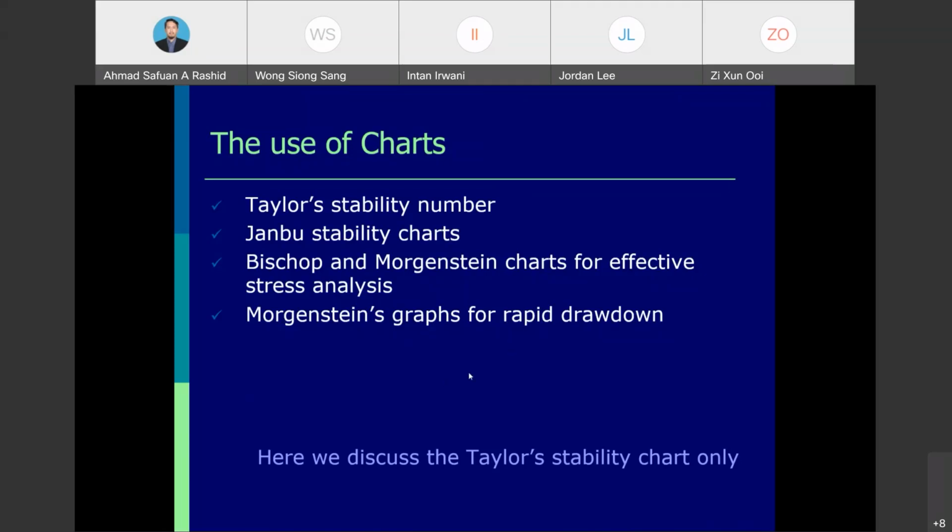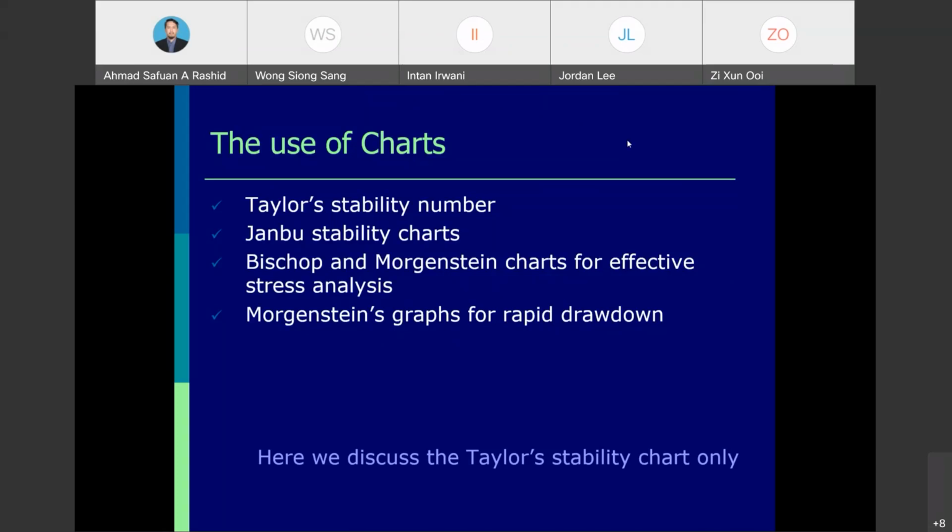For today, we continue with the finite slope, where we discuss the use of charts. From the previous class, I have discussed the total stress approach. Before that, we discussed the linear failure plane methods. So now we discuss the use of the chart, and then we may continue with the method of slices.